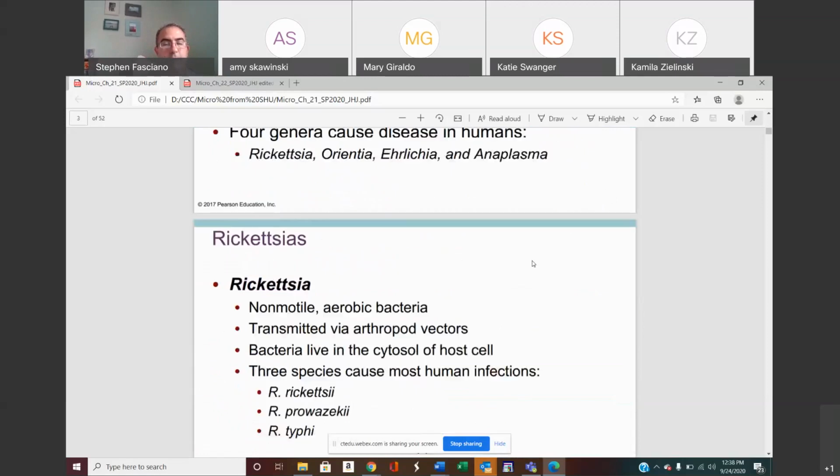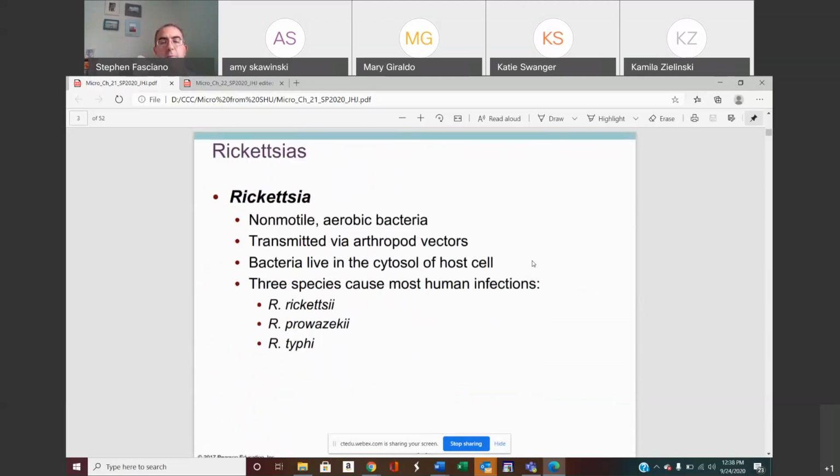Okay. Rickettsia, they are non-motile, right? They can't move around. They're aerobic bacteria, so they require oxygen. Not a problem if they live in humans. We have plenty of oxygen. These are the ones that are transmitted via arthropods. So these are through insect bites, so like tick bites.